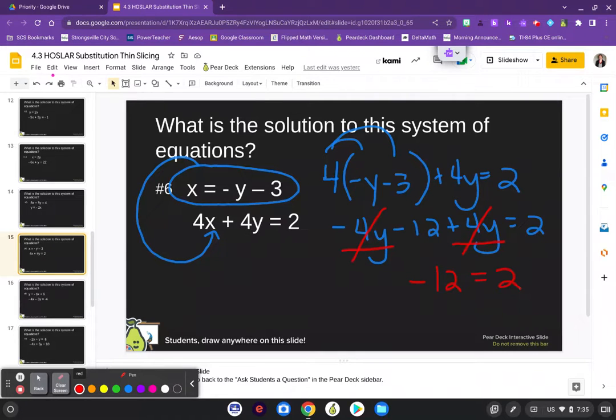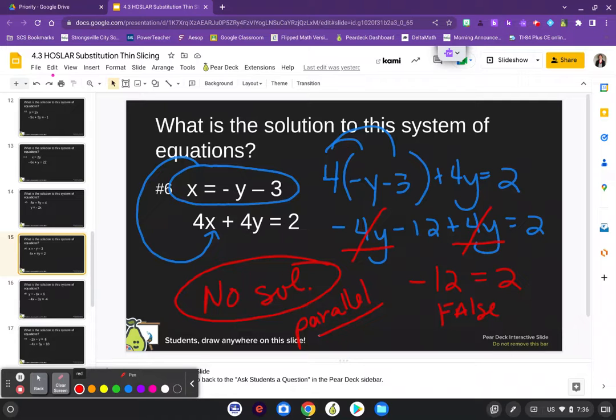And we talked about this before. We've talked that when my variables go away, and I'm left with a statement that in this case is false, I have to give a final statement. And my final answer would be no solution. In fact, if I were to graph these, they would be two lines that would be parallel to each other. They never intersect, so there's no point that they have in common.